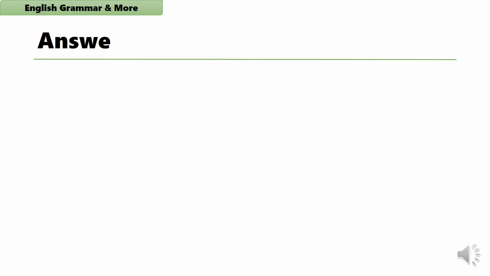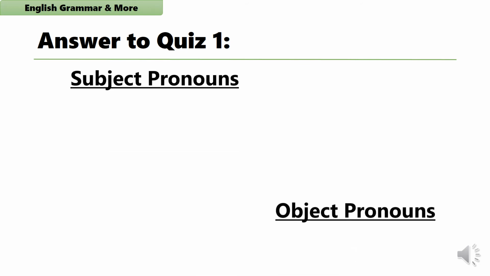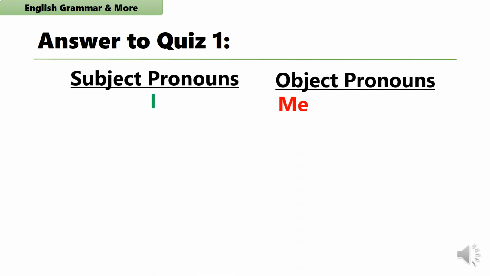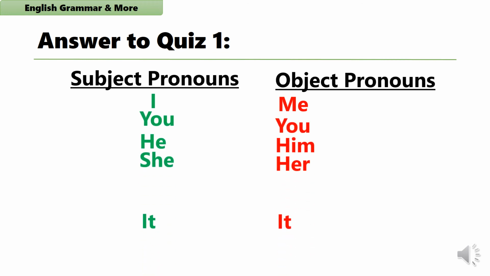Alright, I hope by now you finished quiz 1. Here we've got the correct answers for you to cross-check. Subject pronouns and object pronouns: I, me. You, you. He, him. She, her. It, it. We, us.